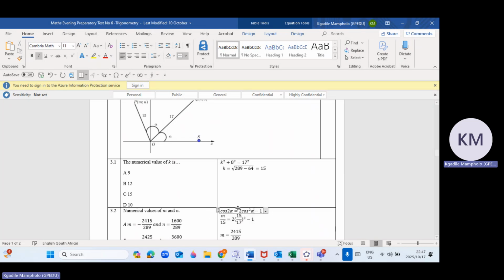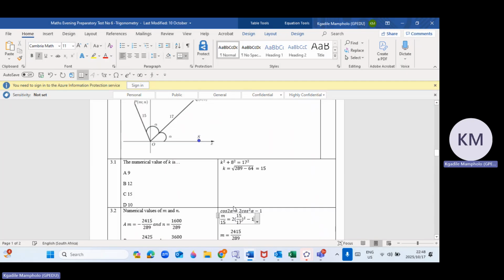So because you want to use both 2 alpha and alpha, you can use a double angle and expand it so that you'll have 2 alpha on one side and 1 alpha on the other side. We know that the expansion of cos 2 alpha can be written in 3 ways. It can be cos squared alpha minus sin squared alpha, or 2 cos squared alpha minus 1, or 1 minus 2 sin squared alpha.